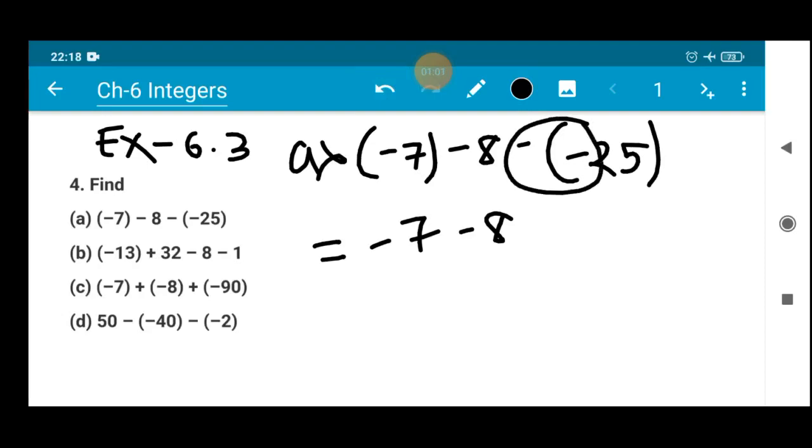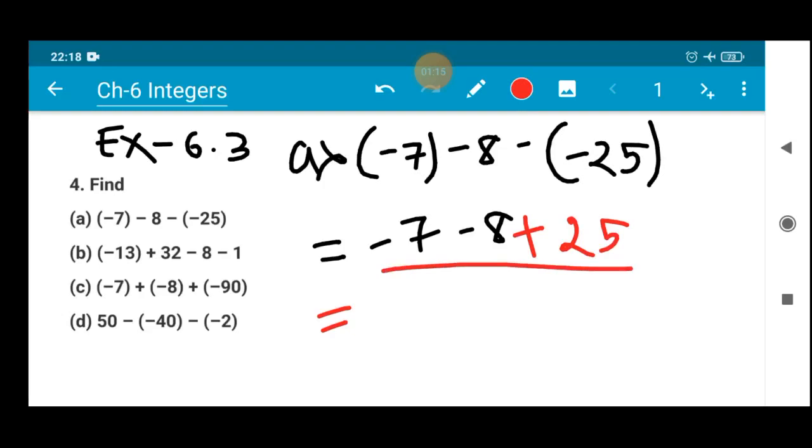Now this is the crucial point. Most of the students are still confused about what to do here, sir. So you will do minus minus, which will be plus, and it will be 25. Now as these are 3 numbers, make a pair of two of them, since all three cannot be paired. Minus minus will be plus, so 8 plus 7 will be 15.